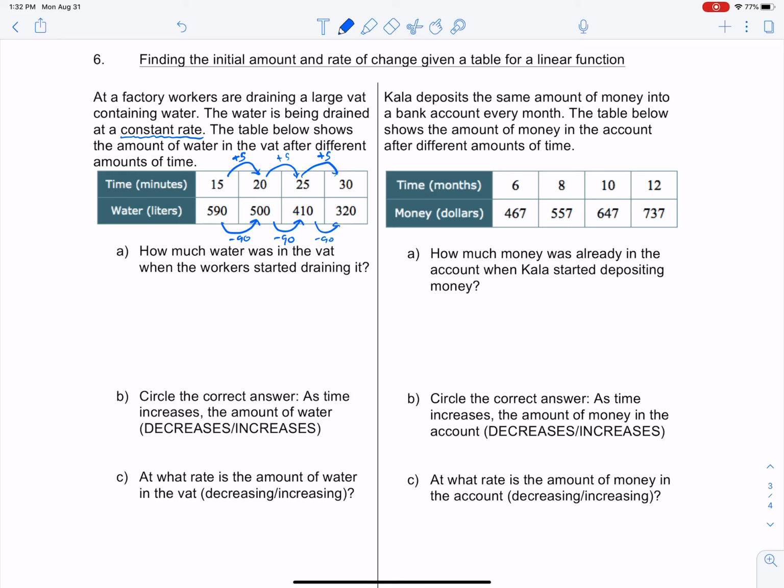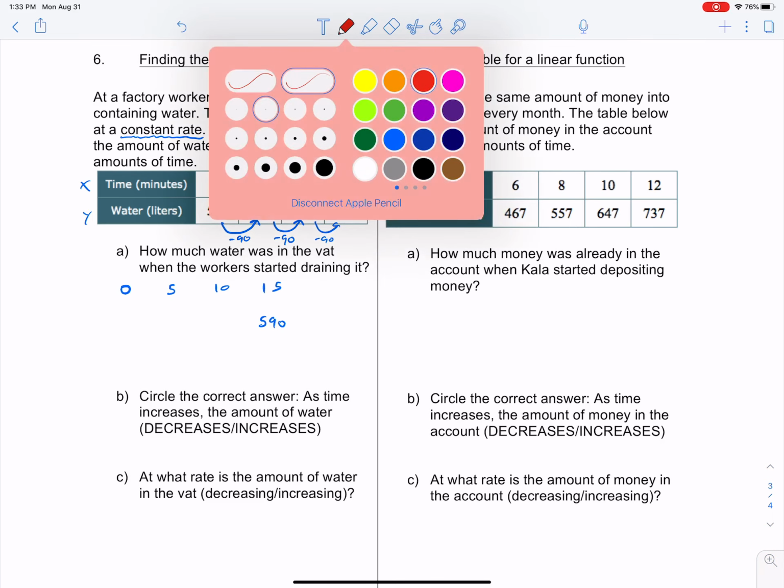This is important because if it's a constant rate, then we can technically work backwards. So we need to start at 0, and we know the rate is every 5. So 0, 5, 10, and then we hit 15, right? 15 is the time, so this is our x, this is our y. Well, at 15, it says it's 590 liters of water. And I know that the rate is negative 90. So all I need to do is add 90 to work backwards.